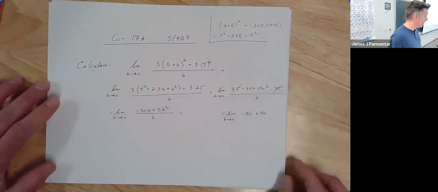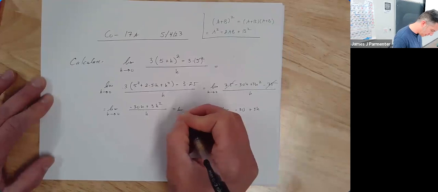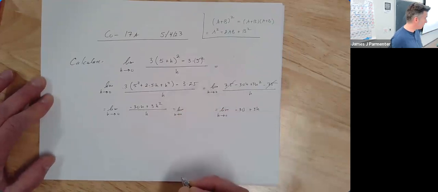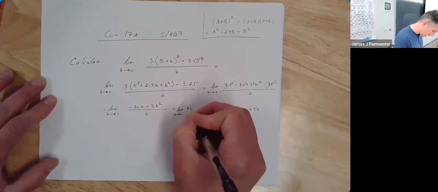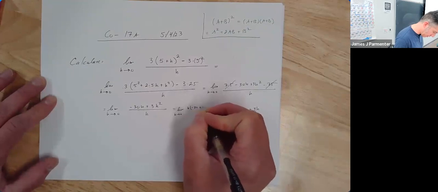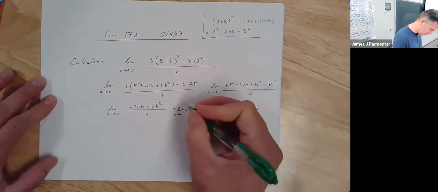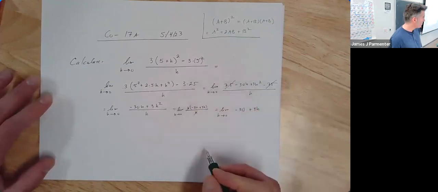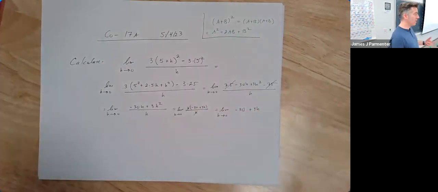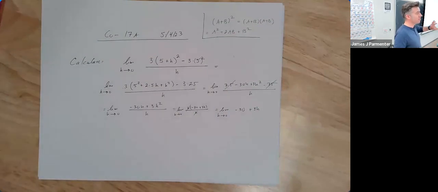Some people prefer to take the path of factoring out an h from the top. So we would have h times (30 plus 3h) divided by h, and the h divided by h cancels out. This happens almost every time we do this type of limit, where you simplify the top, and after you've done whatever you need to do, you will get to a place where everything in the numerator has an h in it. Factor out an h and then cancel the h at the bottom.